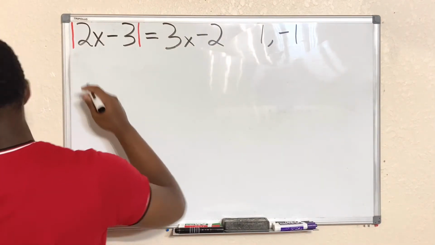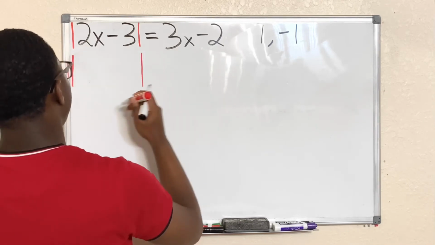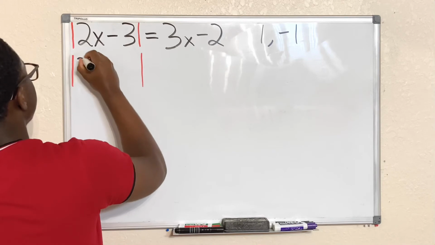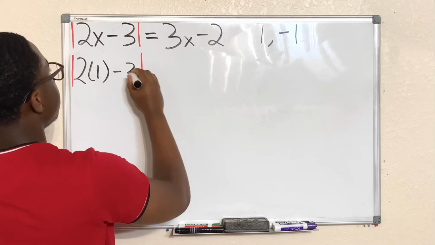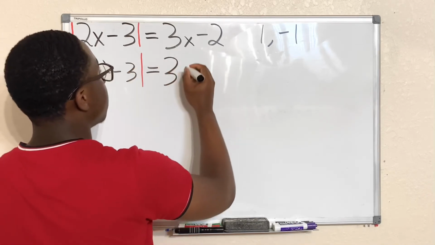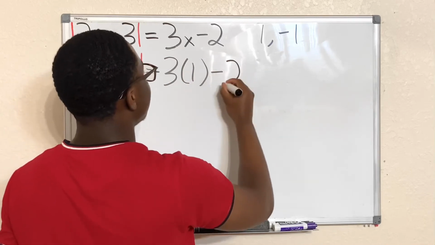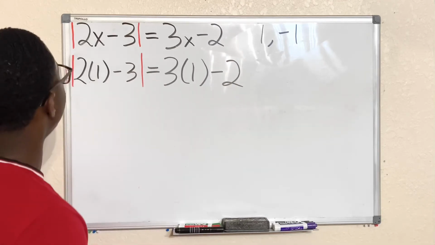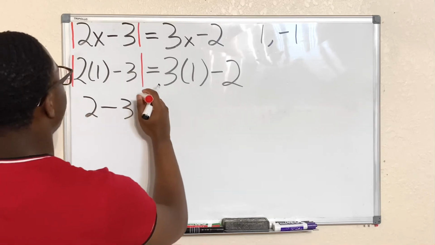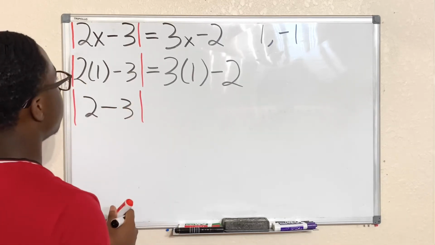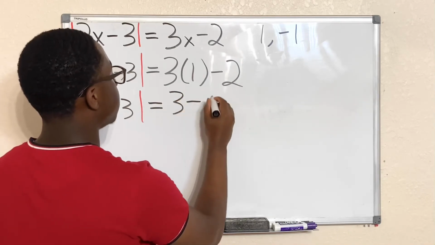So here we have, don't forget our red marker, our absolute value bars. We're going to have the absolute value of 2, then what is x? Let's start off with 1. 2 times 1 minus 3 is equal to 3, not times x, but times 1, minus 2. Now we're going to bring everything down. 2 times 1 is 2, minus 3. And it's equal to 3 times 1 is 3, minus 2.